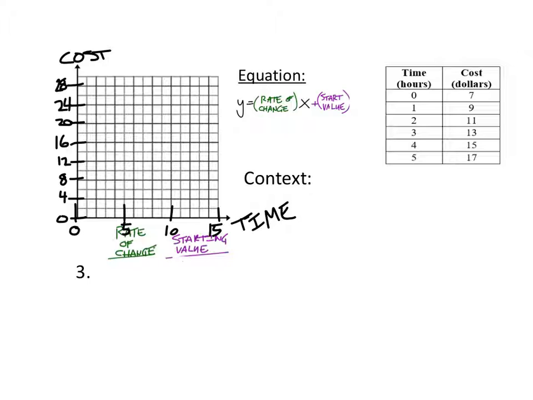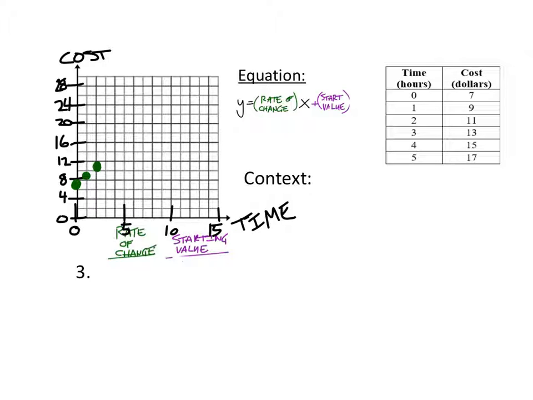From this, we have the ordered pairs from the table. At 0 hours, the cost was $7. Now this is $2 for every line, so I've got to go right between the 6 and the 8 right there. Well, tried. The next one would be 1 and 9, which would be between 8 and 10. The next would be 2 and 11, which is between 10 and 12, right there. And so forth.